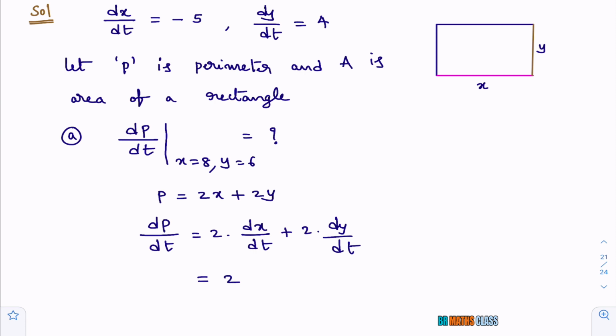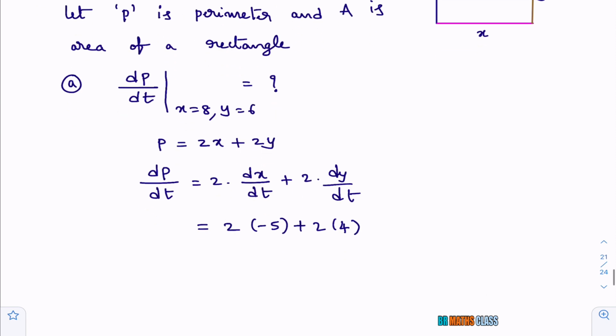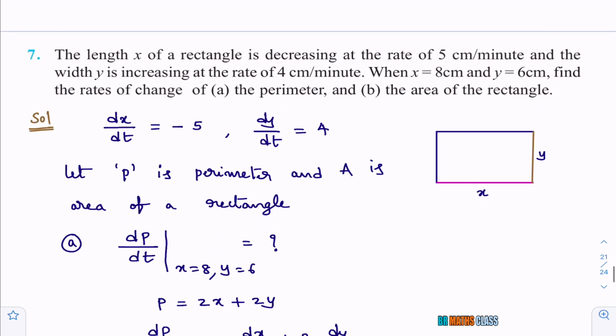That equals 2 times, what is dx by dt? dx by dt is minus 5. So minus 5 plus 2 times, what is dy by dt? dy by dt is 4. So what you will get here, this is equal to minus 10 plus 8, that equals minus 2. So I got dP by dt. What is dP by dt? Rate of change of perimeter is minus 2. If you get the rate of change of perimeter in terms of negative, it indicates that the perimeter is decreasing at the rate of 2 centimeter per minute.